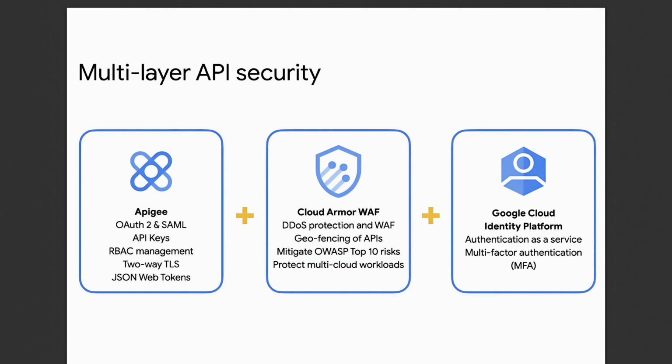Apigee provides multiple layers of security for your APIs, eliminating the need to integrate with third-party solutions for web application firewall and identity management. Apigee X supports OAuth 2 and SAML, API keys, RBAC management, two-way TLS, JSON web tokens, as well as the GCP Cloud Armor web application firewall, and Google Cloud Identity Platform for managing identity management.